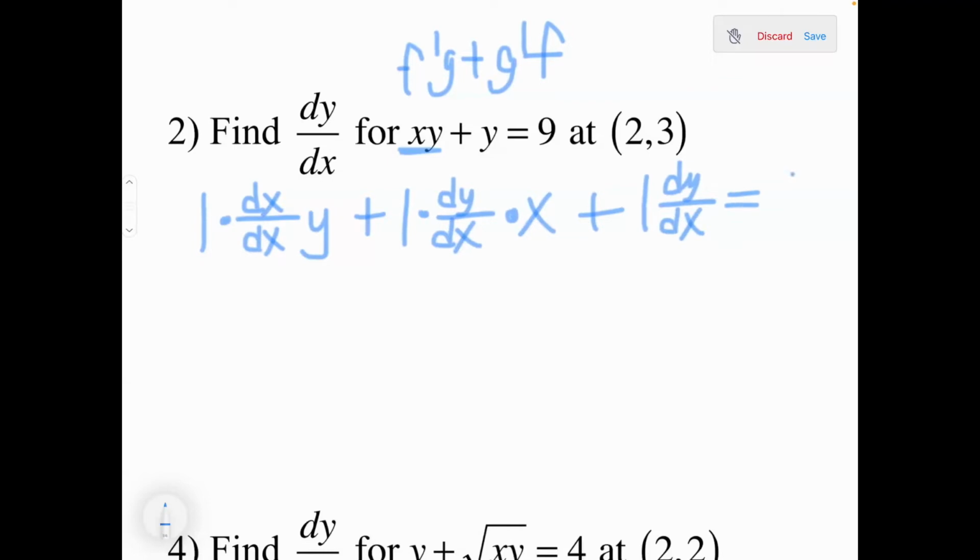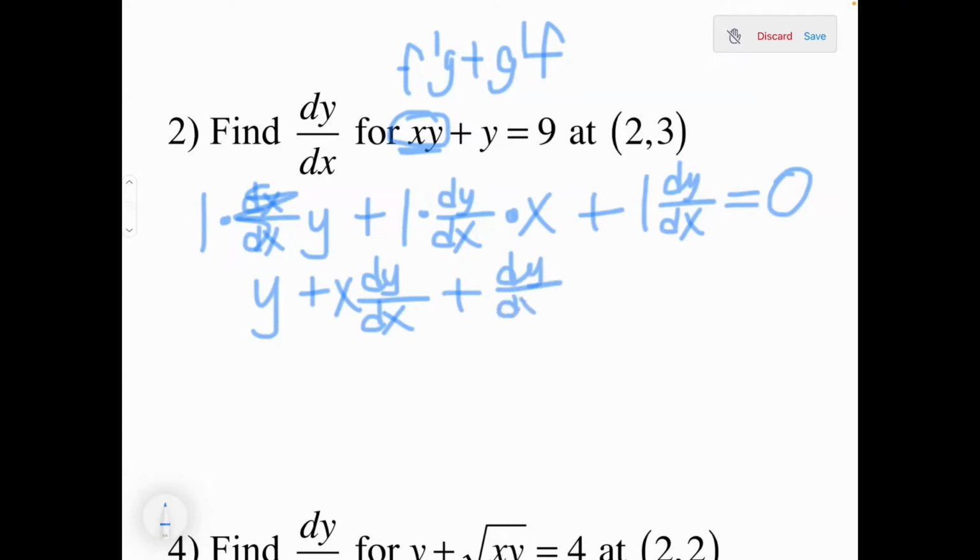equals the derivative of 9, which is 0. We don't have to write the dx/dx. So if we clean this up a little bit, we get y plus dy/dx times x, or we can put the x in front. So the derivative of xy, something just to know, where we don't have to work it out every time, would be y plus x dy/dx, plus dy/dx is equal to 0.